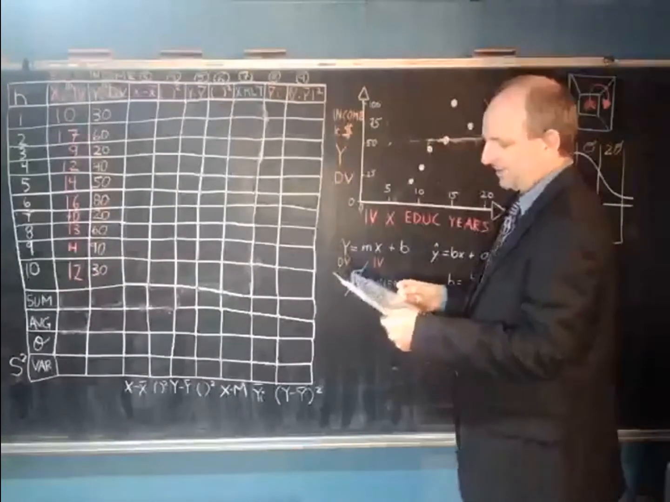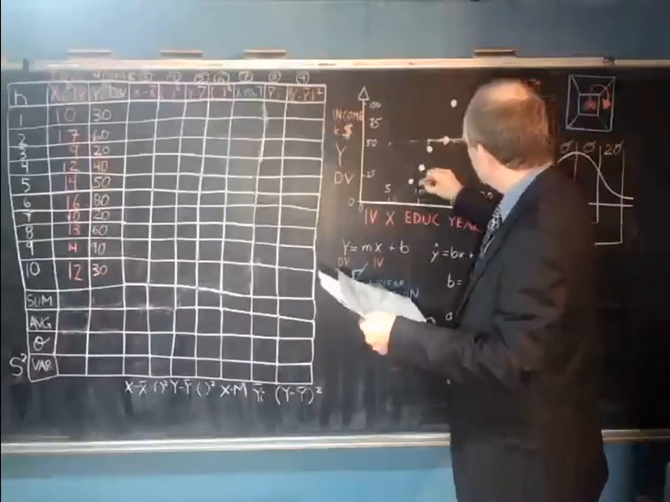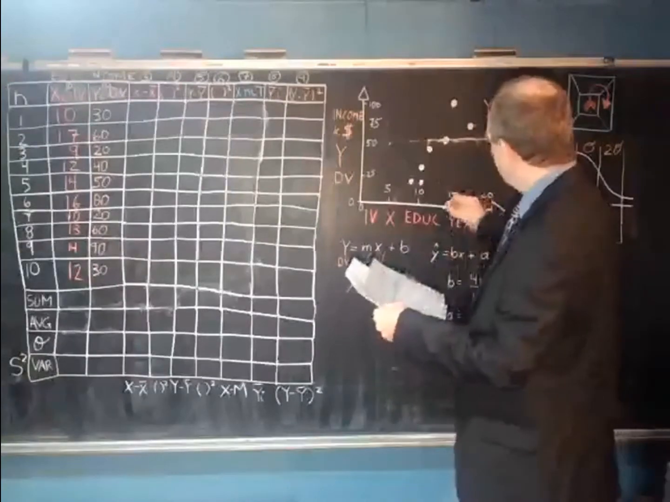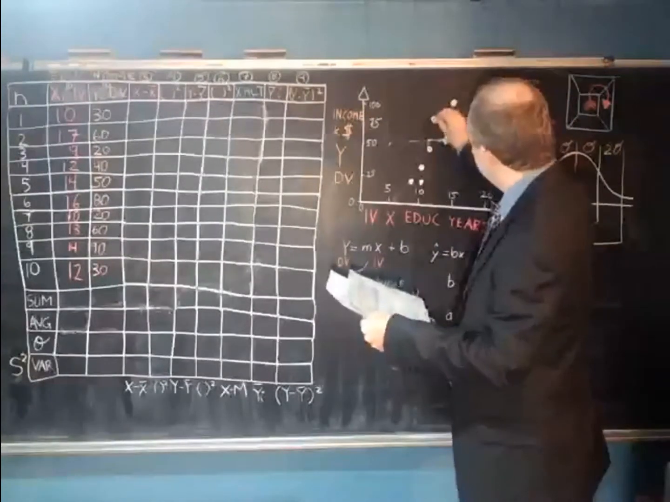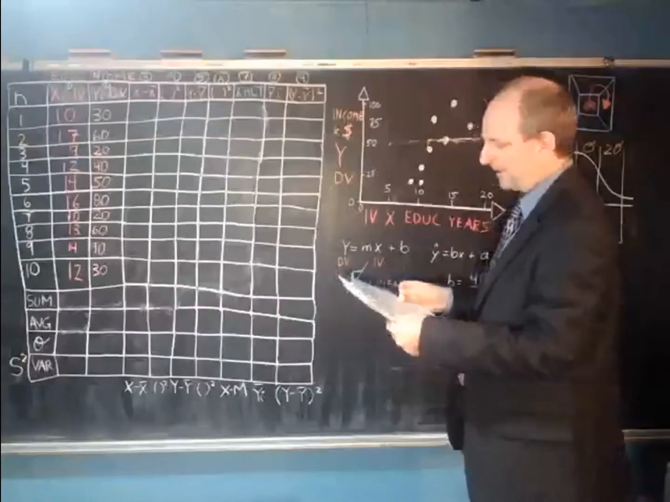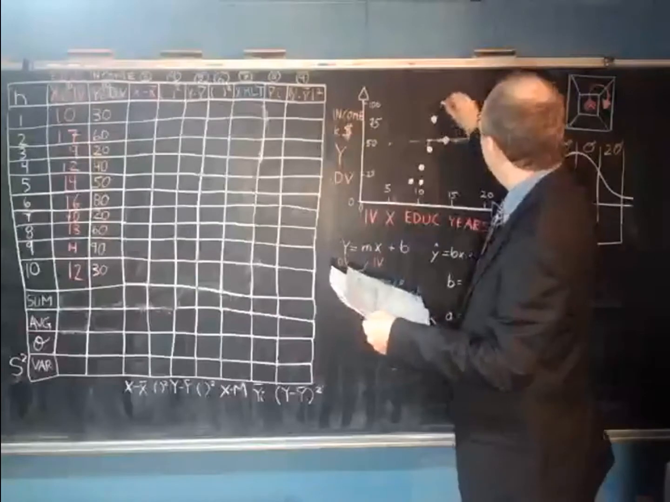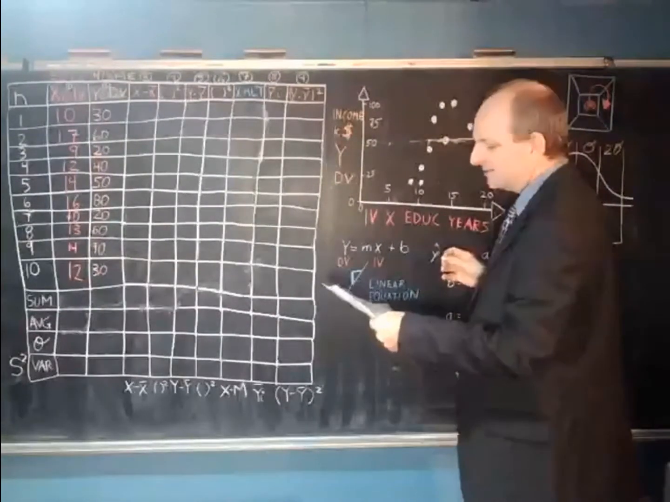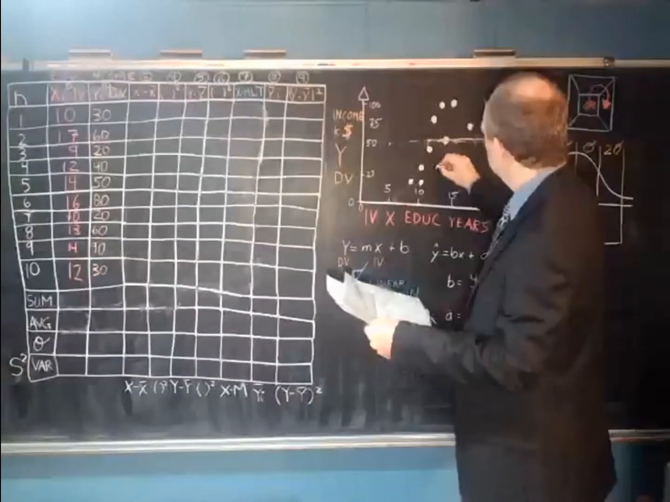The 7th individual spent 10 years in school and earned $20,000. The 8th individual spent 13 years in school and earned $60,000. The 9th individual spent 14 years in school and earned $90,000. And the 10th and last individual spent 12 years in school and earned $30,000.